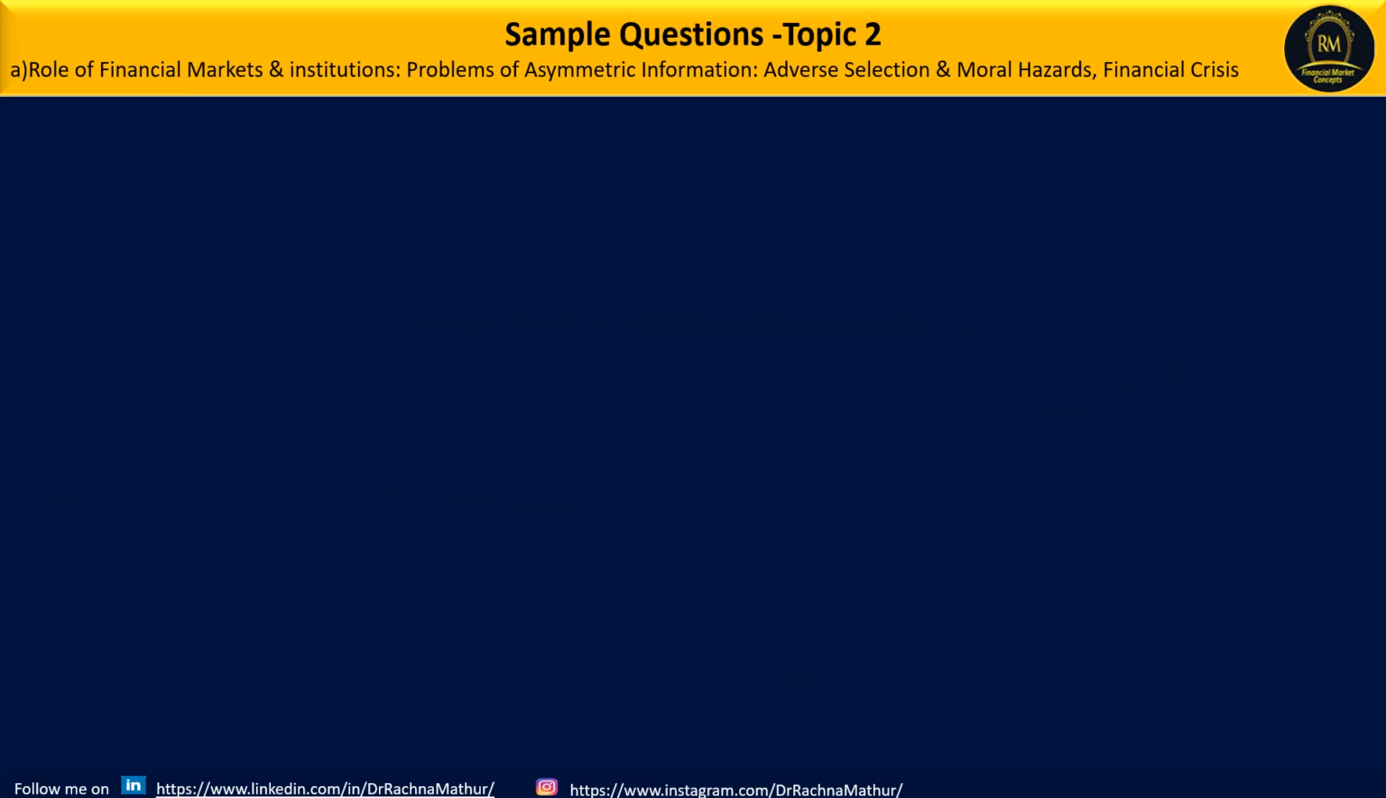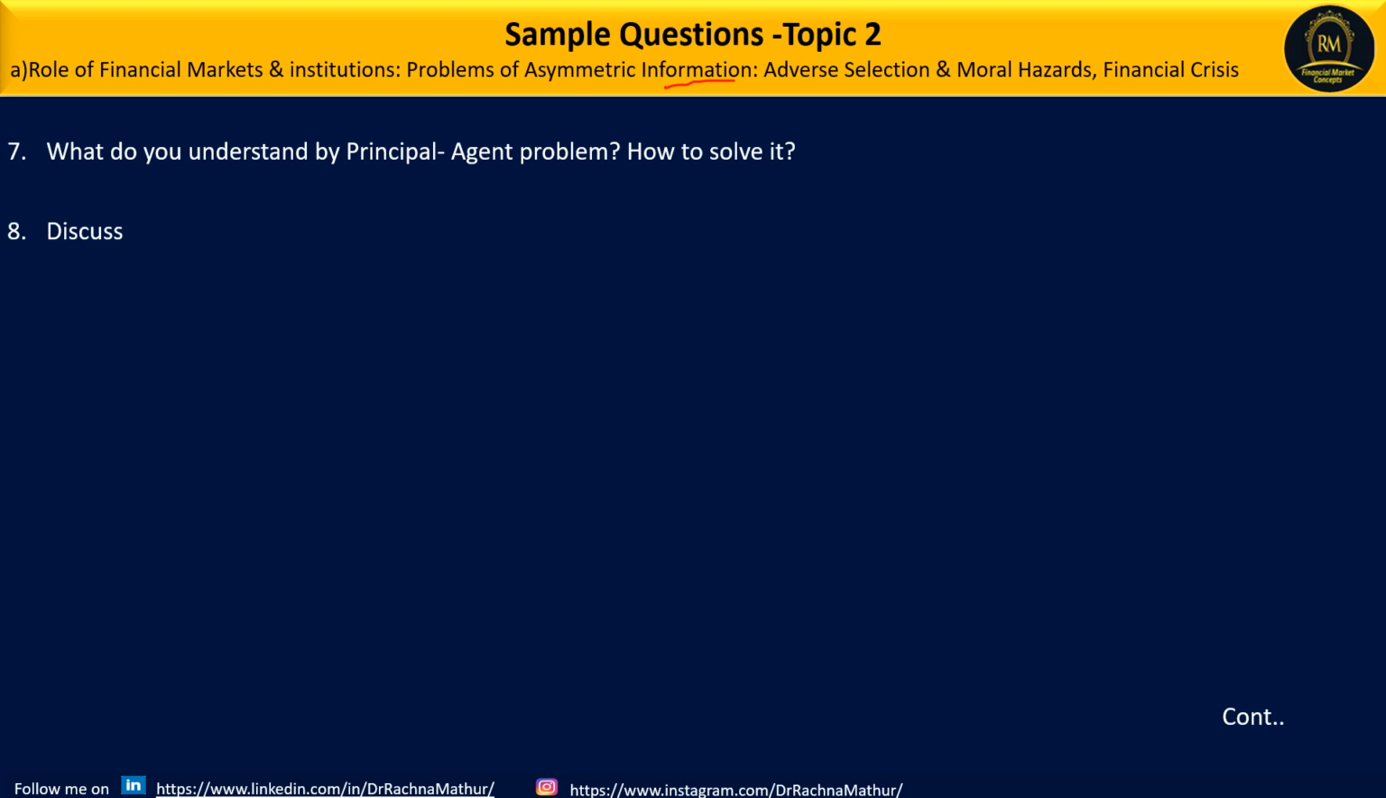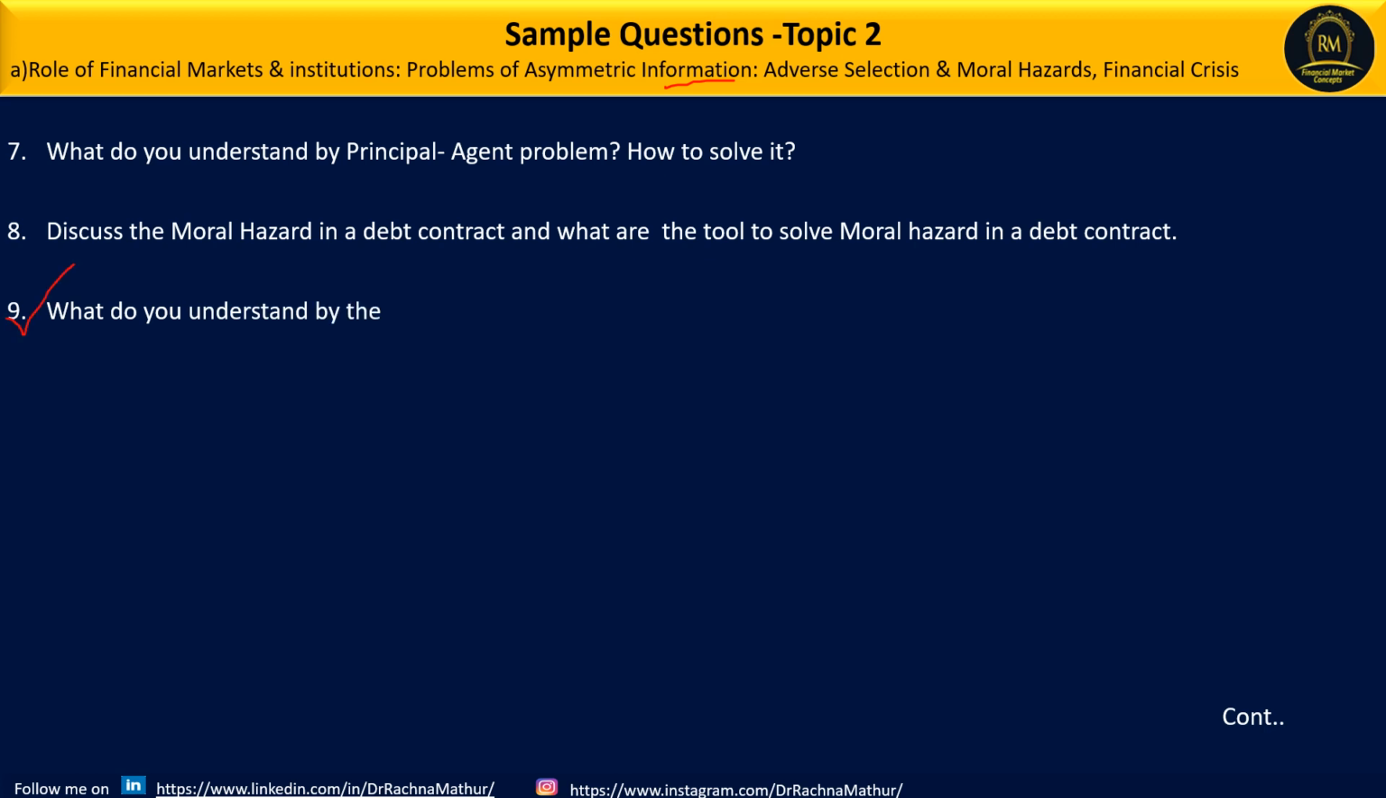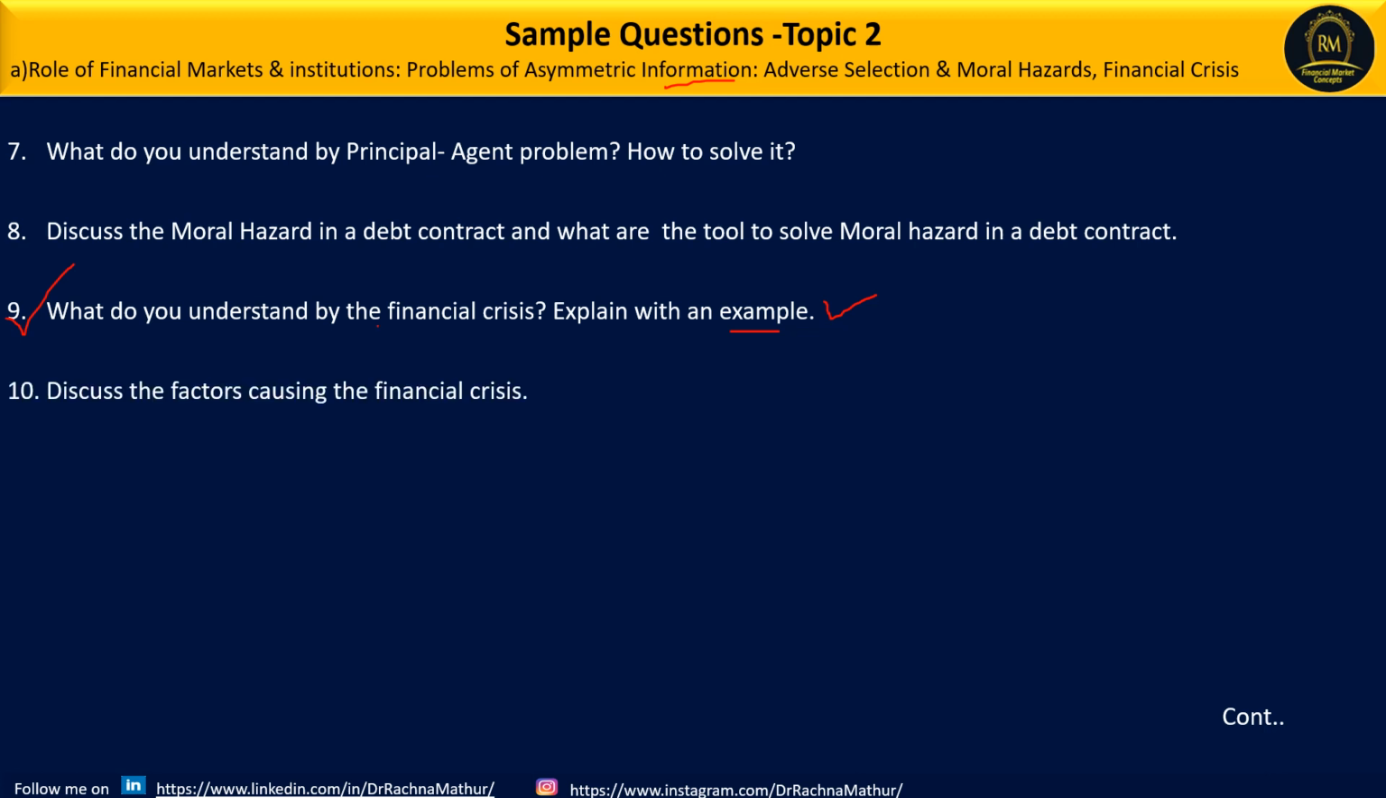So some more questions from asymmetric information. What do you understand by principal agent problem and how to solve it? Discuss the moral hazard in debt contract and what are the tools to solve the moral hazard in debt contract. What do you understand by financial crisis? Explain with examples. So you have a reading. There is an example of subprime crisis and other crises. So please read that. What are the causes for financial crisis? A very important question. So all these questions are very, very important.